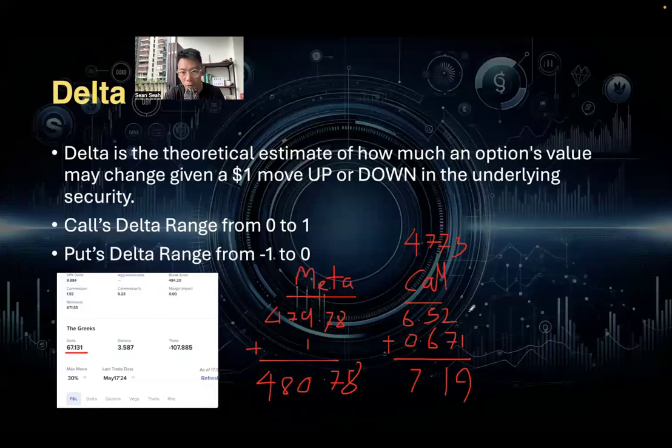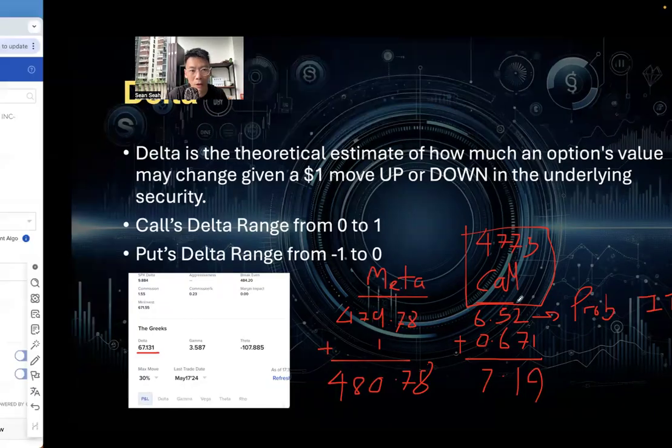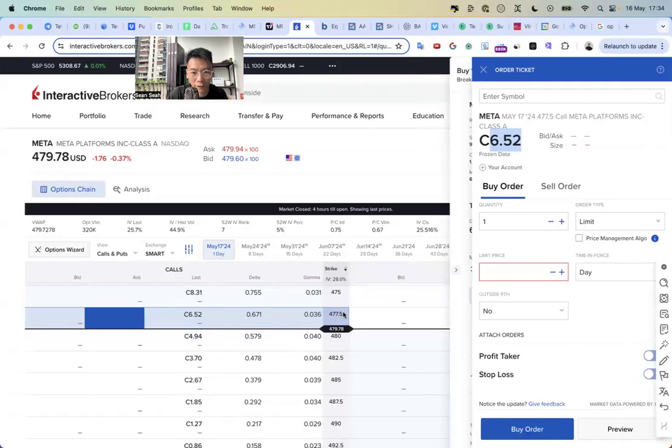Now, delta also shows us this thing. How do we use delta? Most of the time, it shows us the probability of how likely this option will be in the money at expiry date. What do I mean by in the money? Right now, this particular call option, 477.5, is already in the money. But we have 1 day left, and Meta's price is still moving up and down. There is still a chance that it may go down.